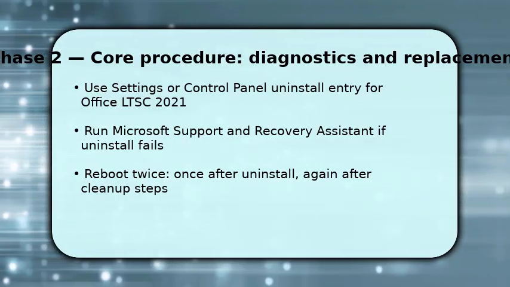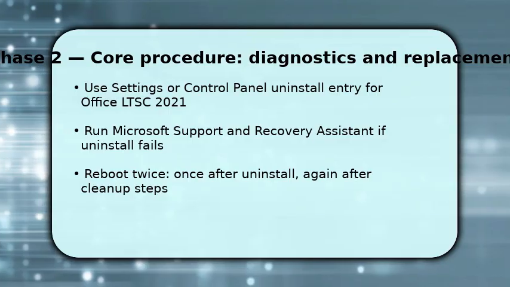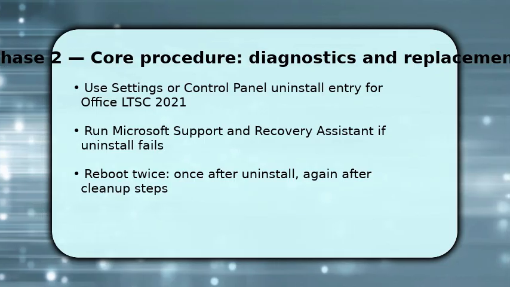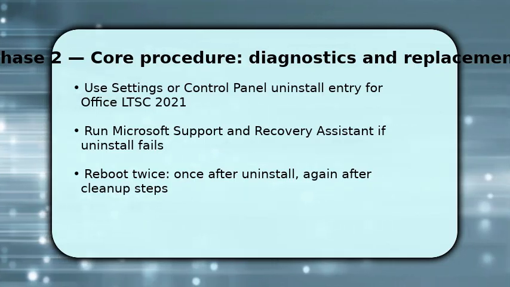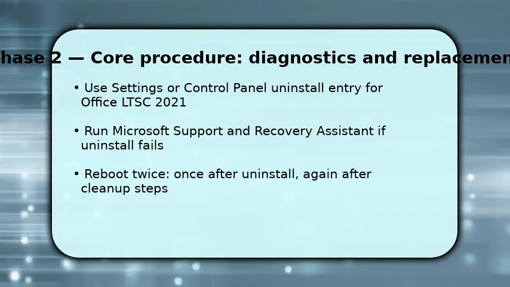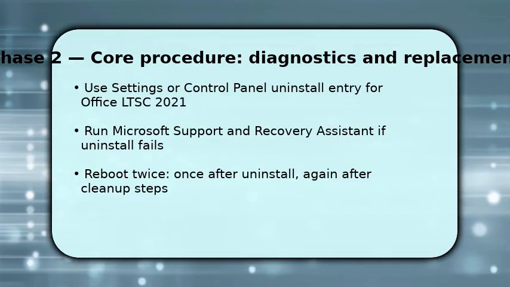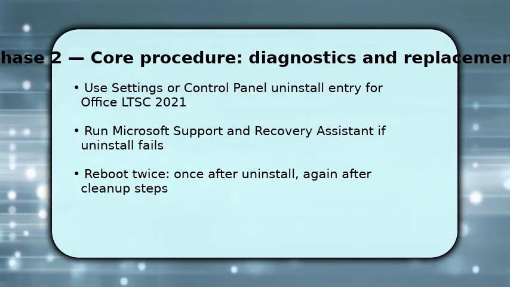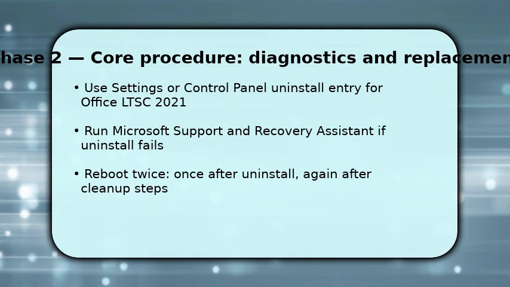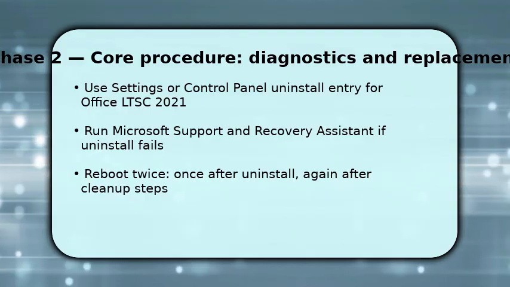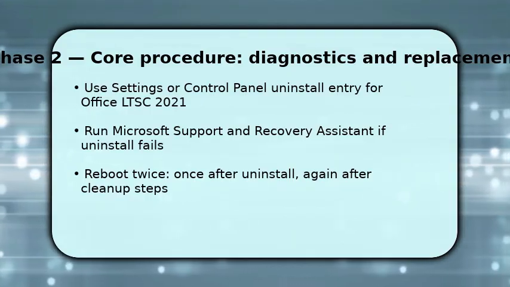If the installer reports errors, run the Microsoft Support and Recovery Assistant tool to detect corrupted installation components and force removal. Make sure to remove shared Office data like language packs or proofing tools if asked, because leftovers can block reinstallation. When the uninstaller finishes, reboot once. Then proceed to the next cleanup stage to remove orphaned files and registry entries, and reboot again.